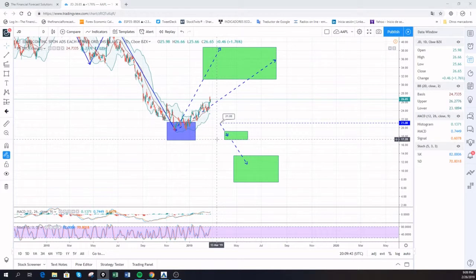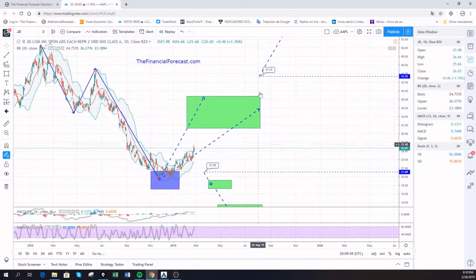First attractor is located in 19.15 to 17.28, and the second attractor, if we see there is a strength in the movement to the downside, is located between 13.42 to 7.32.